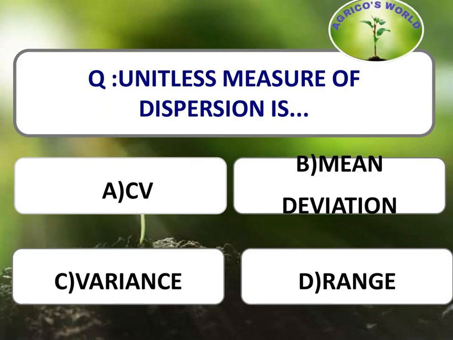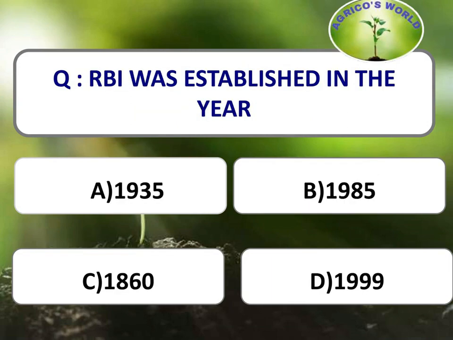Next question, what is the unitless measure of dispersion? When coming to the unitless measure, the answer is coefficient of variation, because coefficient of variation is usually expressed in the form of percentage. Next one, RBI was established in which year?